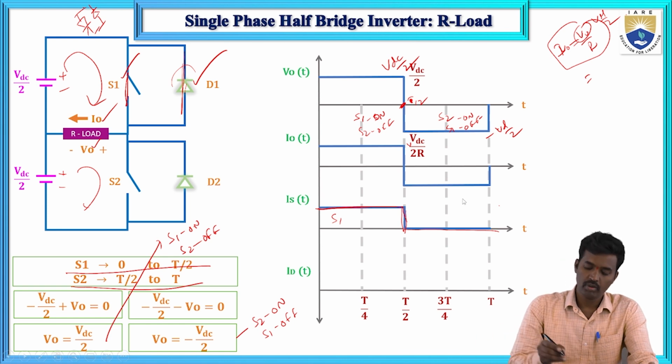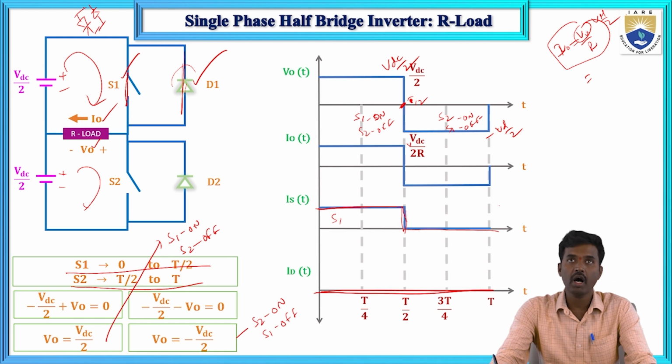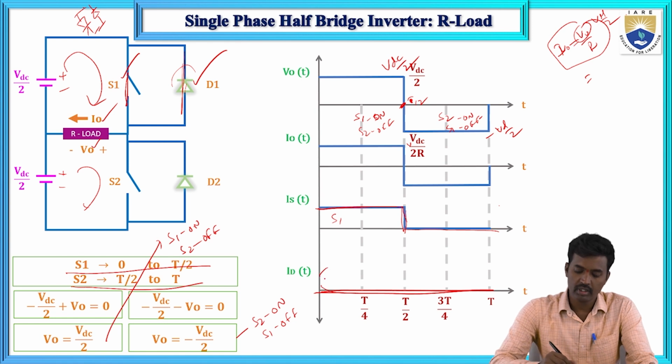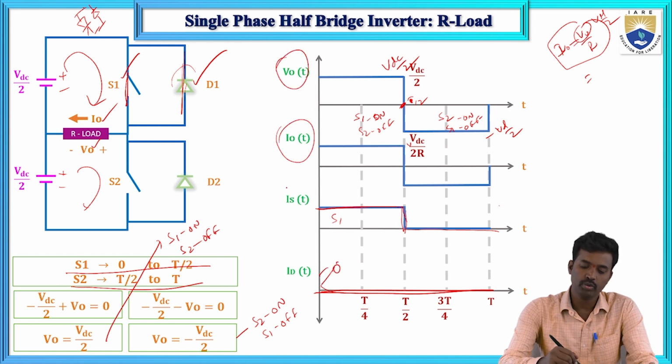And next, what about the diode current? Diode current is 0. So there is no diode for R load. There is no current in the diode. In the inductor type of load, pure L load, RL load only, the diode current is present. There is no current, so the diode current is 0. So these are the four waveforms: output voltage, output current, source current, switch current, and diode current.